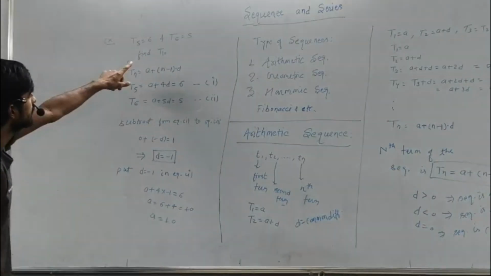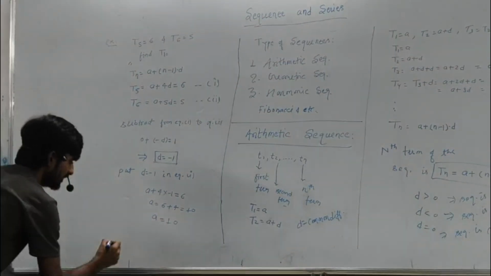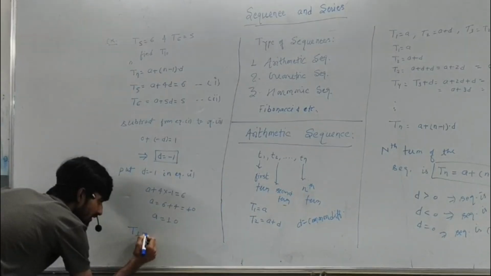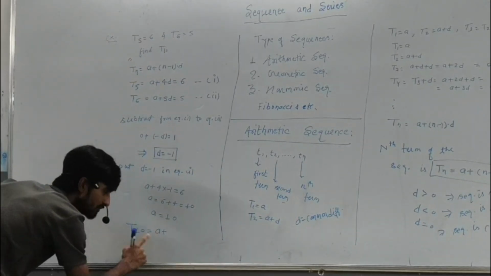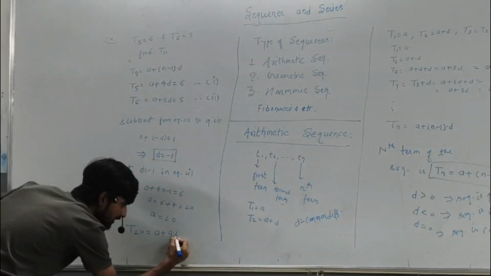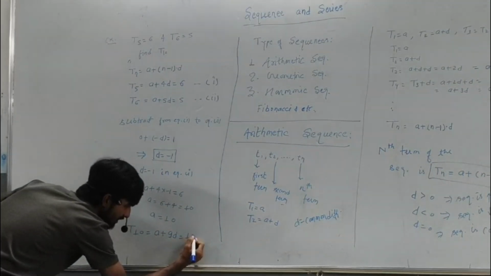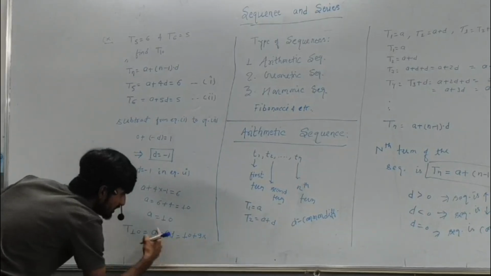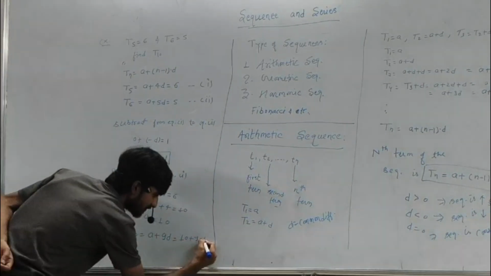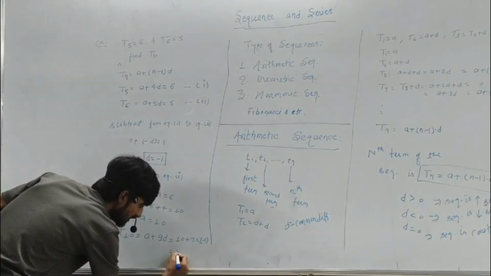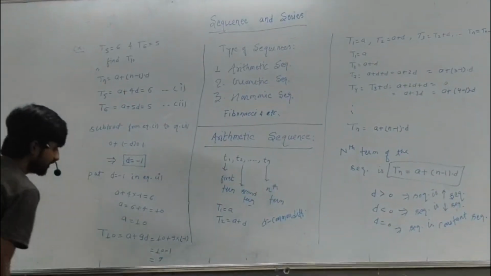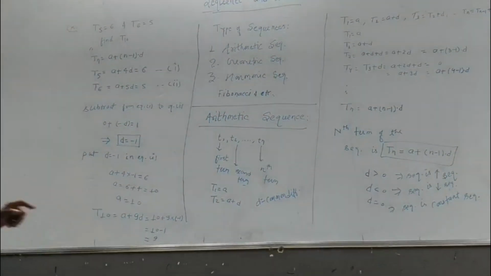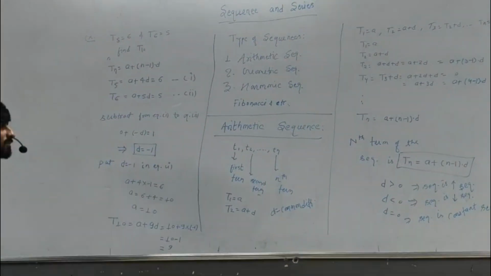What do we have to find? We have to find the 10th term, that is T10. What is A plus n minus 1 into D? That is A plus 10 minus 1 into D, that is 9D. A is 10 plus 9 into D, and D is minus 1. That is 10 minus 9. We are getting T10 is equal to 9. Now, we will move to the next topic.